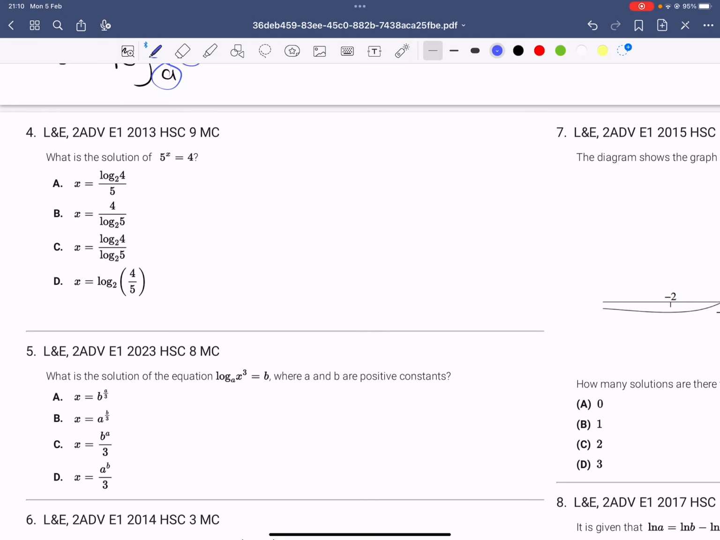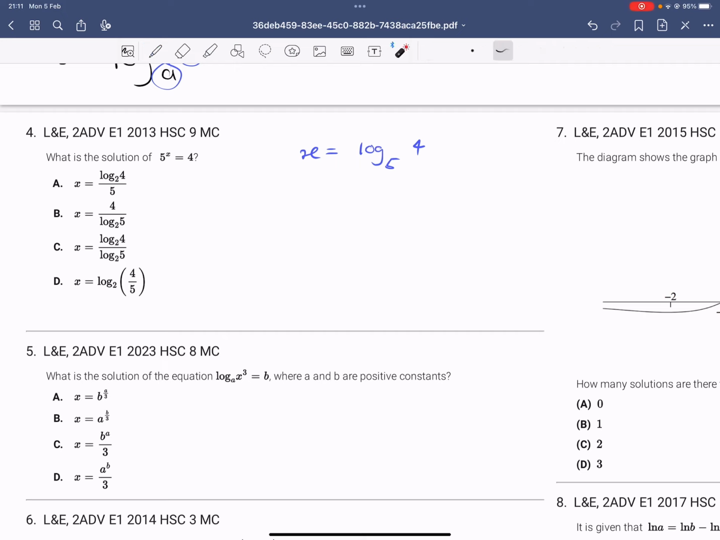Number 4, we've got what is the solution of 5 to the power of x is equal to 4? Using our transformation of logarithms, the power becomes what it's equal to. The base of the original indice becomes the base of my logarithm, and it's subject 4, so log base 5 of 4. Now we might notice that none of those are the correct option.